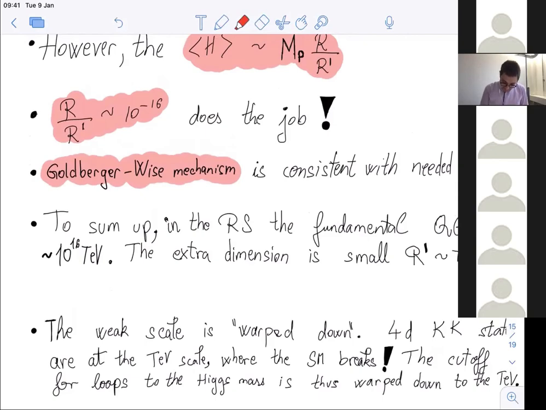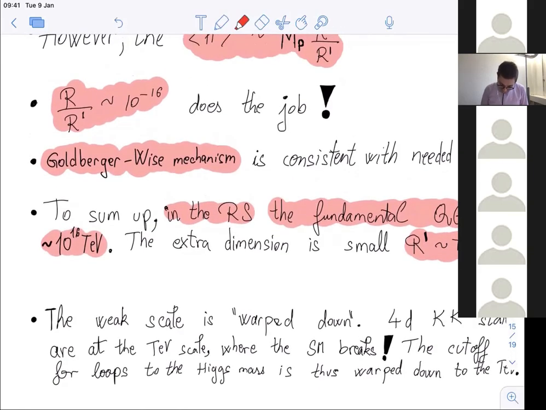So let me summarize what I said so far. The fundamental quantum gravity scale is the Planck scale in the Randall-Sundrum model. The size of the extra dimension is inverse TeV. R prime is the inverse TeV. So the extra dimension is actually very, very small. We won't have any problems with the tests of gravity. We do expect Kaluza-Klein modes around the TeV scale, though.